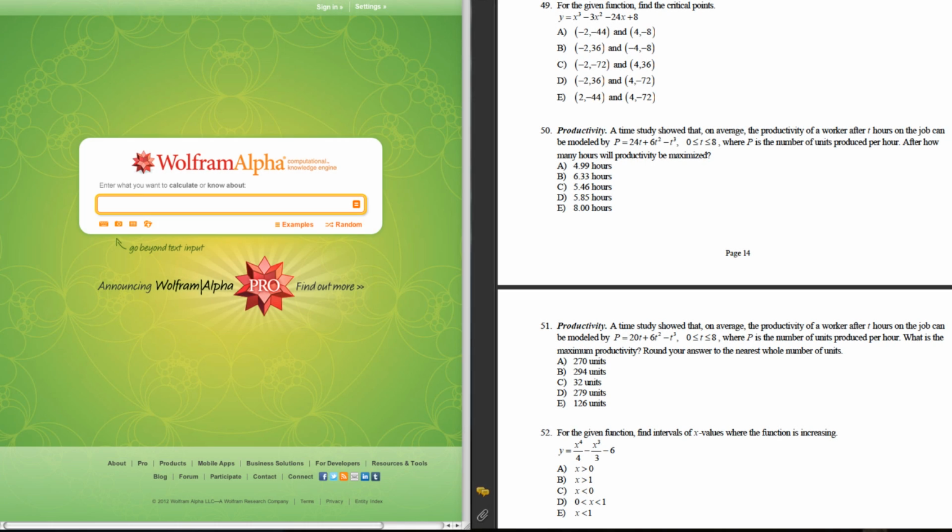Hey everyone, quick tutorial here on using Wolfram Alpha to find the maximum point of productivity. Over here we have question number 50, productivity.